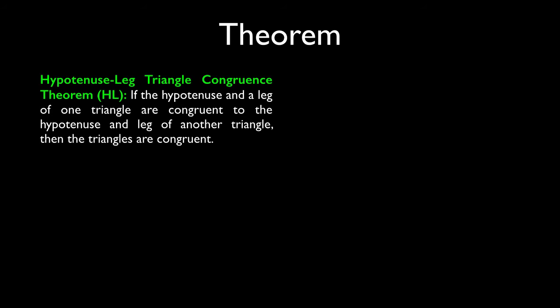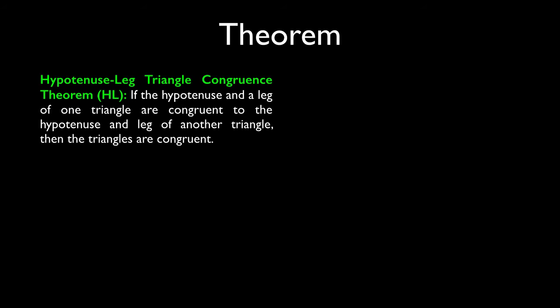If the hypotenuse and leg of one triangle are congruent to the hypotenuse and leg of another triangle, then the two triangles are congruent. Notice that we don't use the word right triangle in our theorem. The reason why is because only right triangles have hypotenuses. So if you see the word hypotenuse, then you know that the triangle is a right triangle.